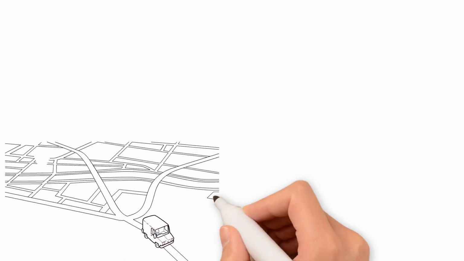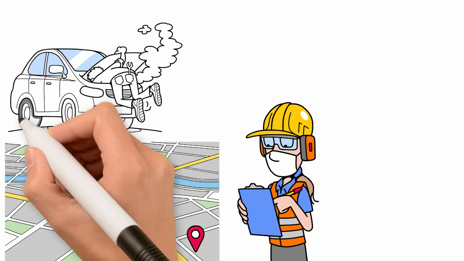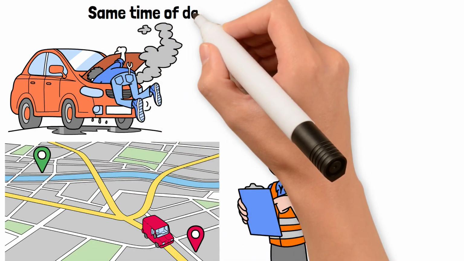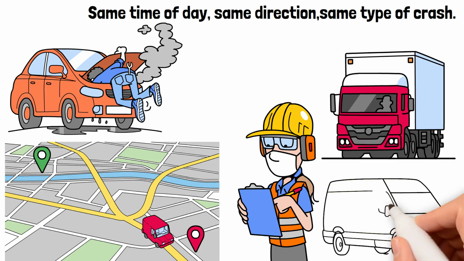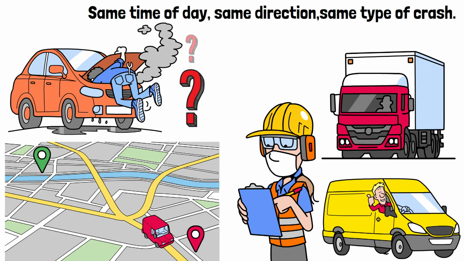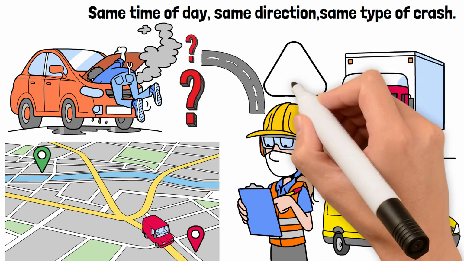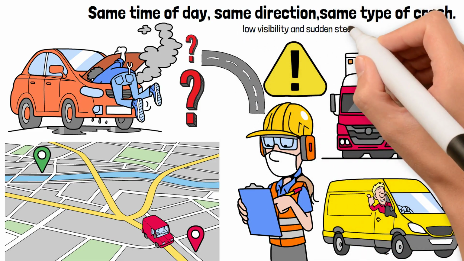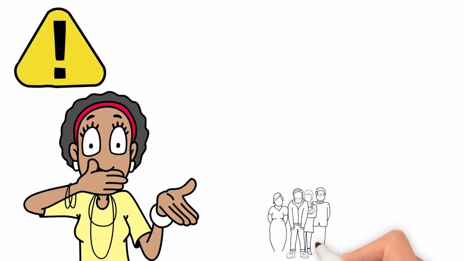A highway engineer once investigated a strange pattern. Accidents kept happening on the same stretch of road, same time of day, same direction, same type of crash. The vehicles weren't faulty, the drivers weren't careless. The real culprit? A poorly designed curve that forced drivers into a dangerous combination of low visibility and sudden steering correction. One geometric mistake, hundreds of lives affected.